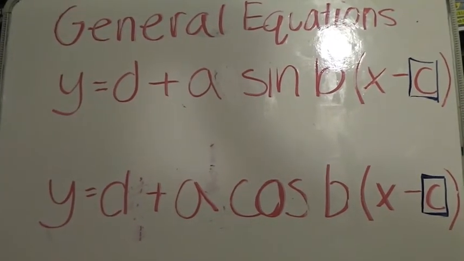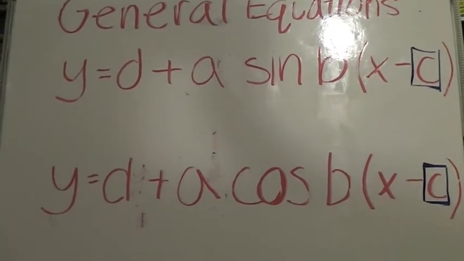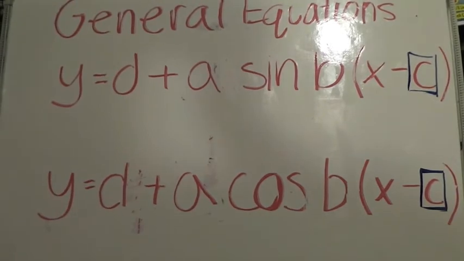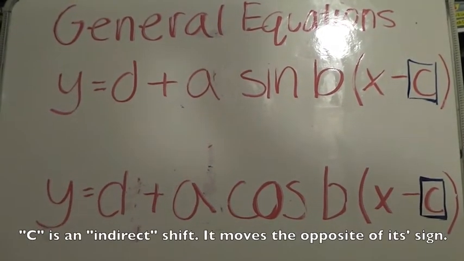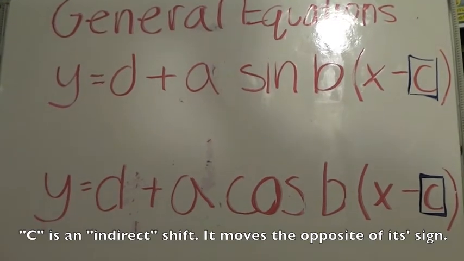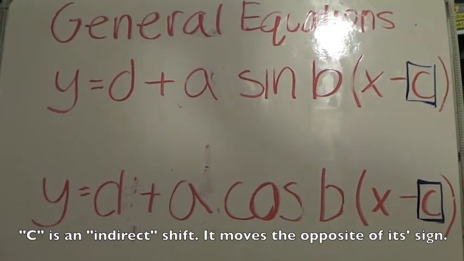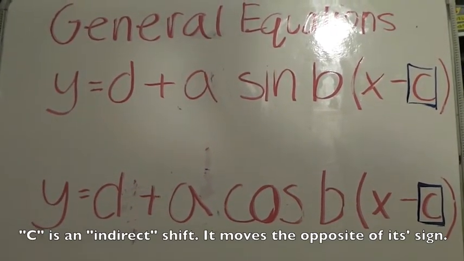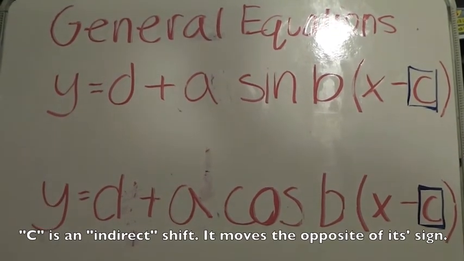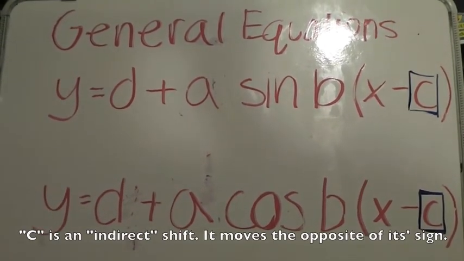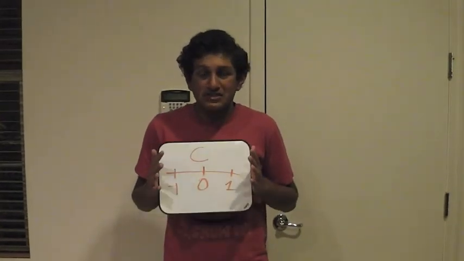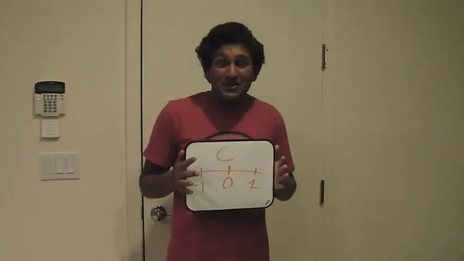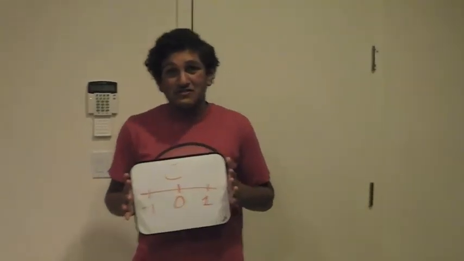C in the general equation determines the shift of a basic sine and cosine curve. C, when it's negative, means to shift to the right. If C is positive, you shift the whole graph to the left. Remember to keep the period in mind when doing this step. So when C is negative, shift to the right. When C is positive, shift to the left.